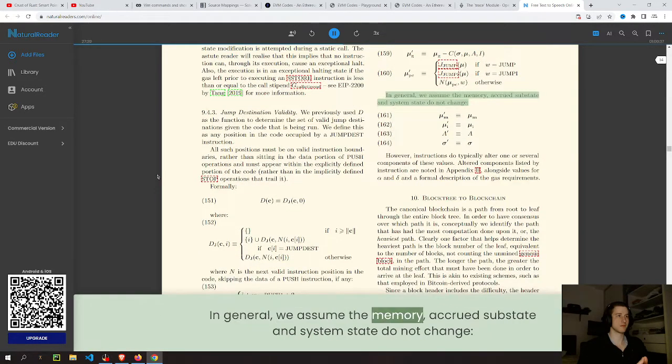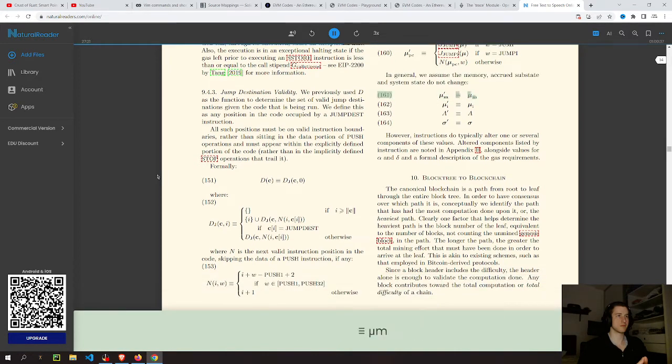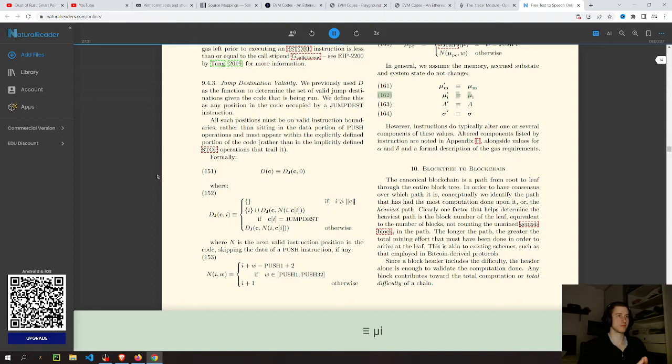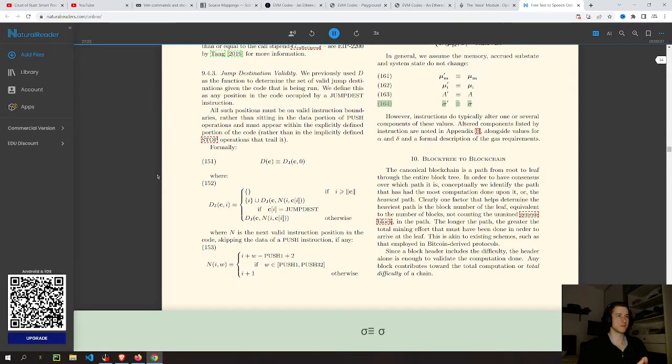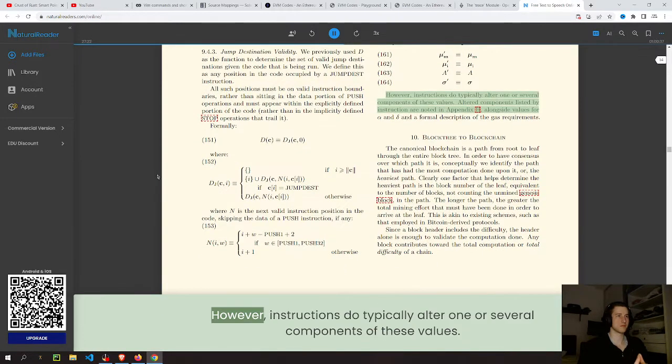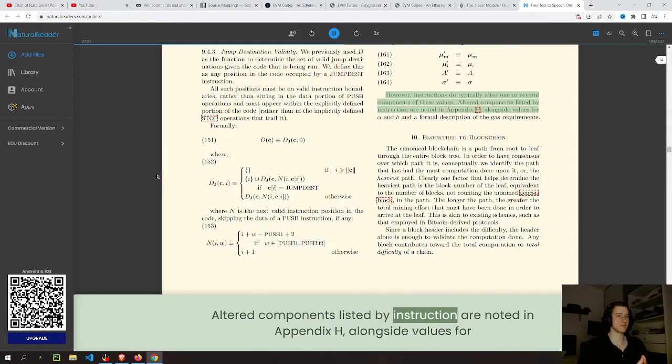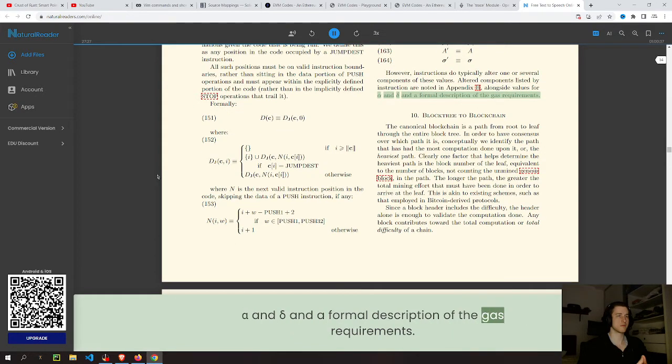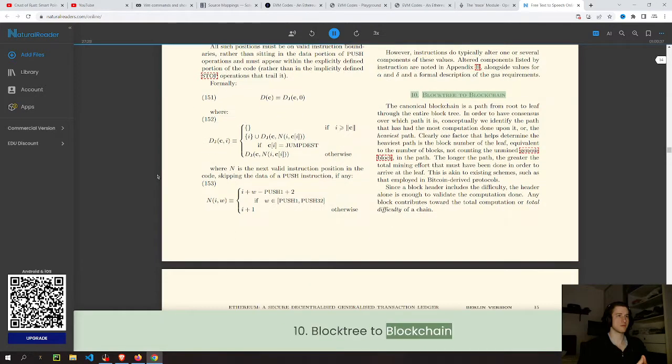In general, we assume the memory, accrued substate, and system state do not change. Mu m. Mu m. Mu I. Mu I. AA. Sigma sigma. However, instructions do typically alter one or several components of these values. Altered components listed by instruction are noted in Appendix H, alongside values for alpha and delta and a formal description of the gas requirements. 10 Block tree to blockchain.